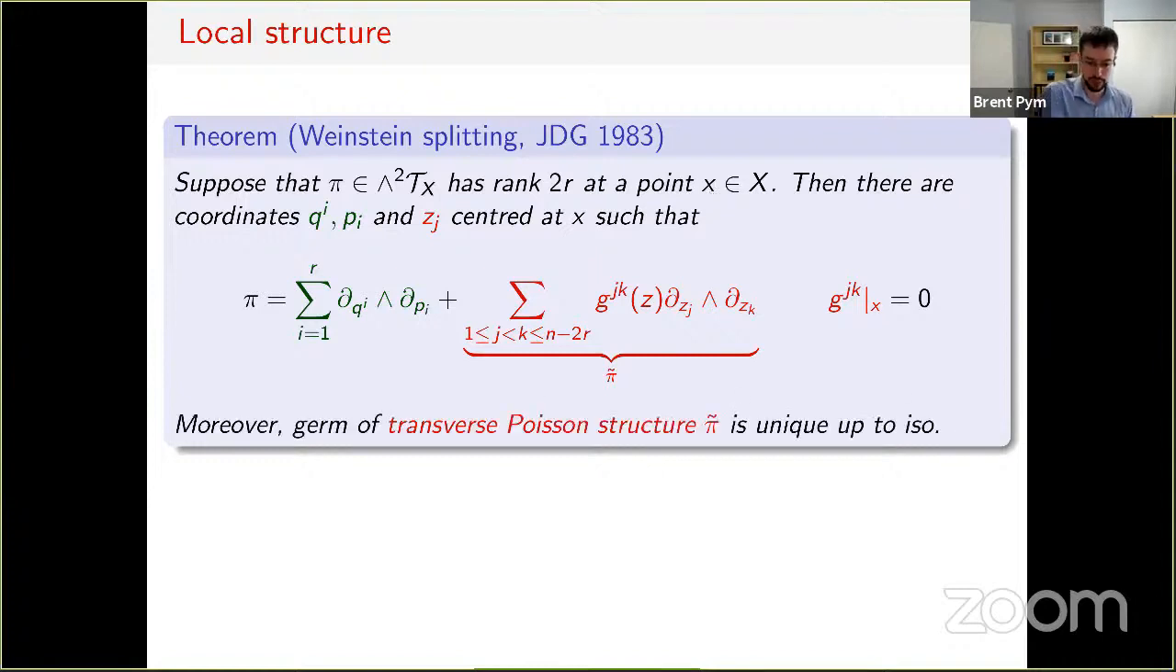So in other words, what we can say is that the Poisson structure has been split locally as a product of two pieces. There's the green piece, which is a symplectic piece, and there's the red piece where the Poisson structure vanishes at a point. So it's a product of two types of Poisson structures.